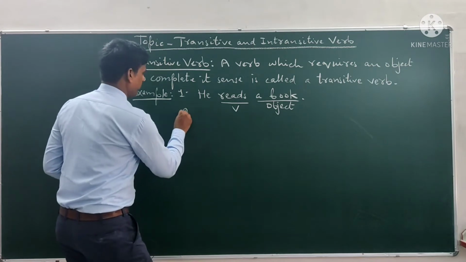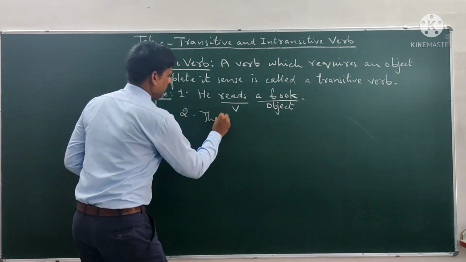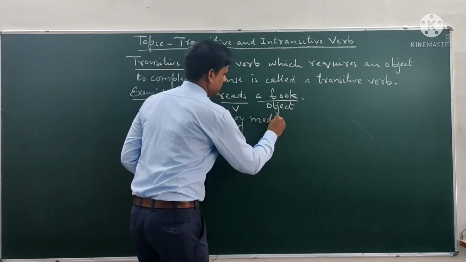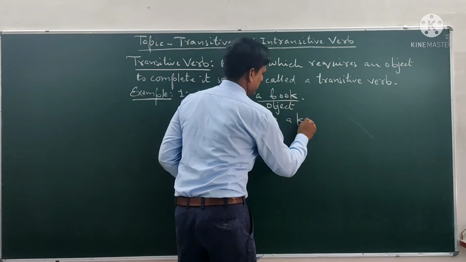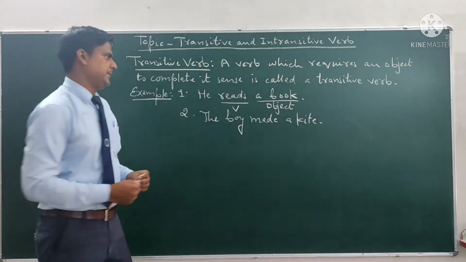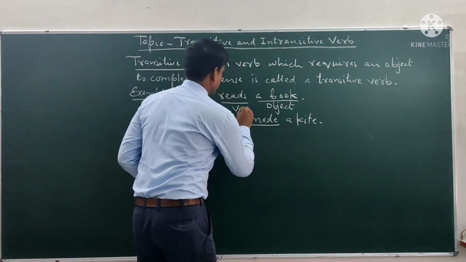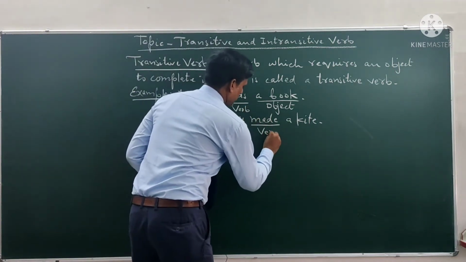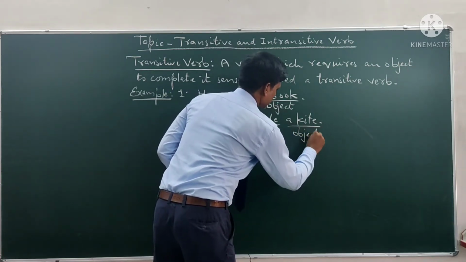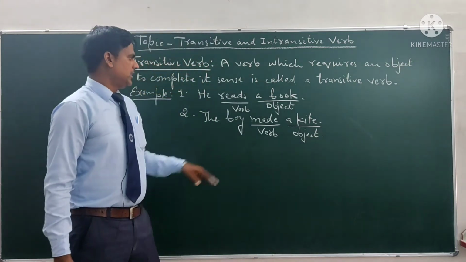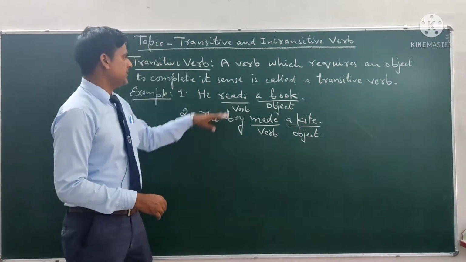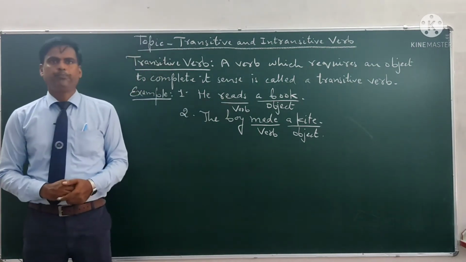We can say the boy made a kite. The boy made a kite. Made is the verb and a kite is the object. Therefore, this verb is transitive verb.